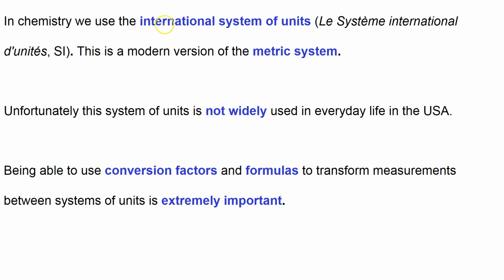So in chemistry we use this international system of units. It's basically the modern system of the metric system. And something to keep in mind is that this system of units is not really widely used in everyday life in the USA. My understanding is that in the US we are officially a metric country. We're just undergoing the conversion over a really, really long period of time to the metric system.